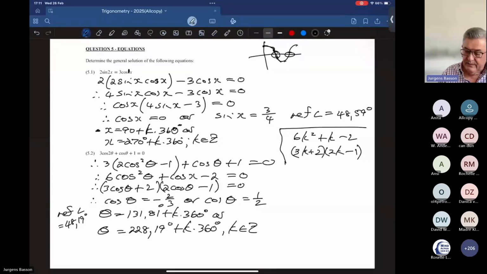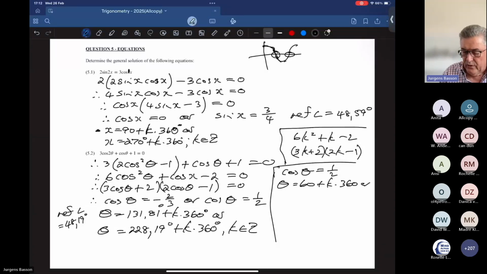So this is the 1/2. Now we have the cos theta, which is equal to a half. I'm just going to squeeze it in here. The reference angle is 60. So you agree they are not too bad. Cos is positive in the first and fourth. So theta is equal to 60 plus k times 360, or theta is equal to, in the fourth, 360, so it's 300. I think I'm correct. Yes, 300 plus k times 360, where k is an element of z. And there we solved it.